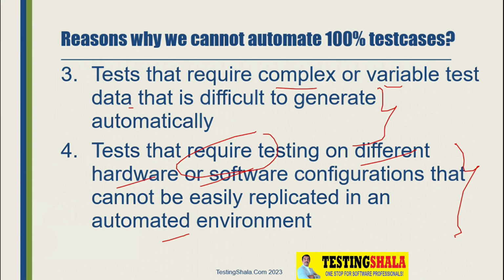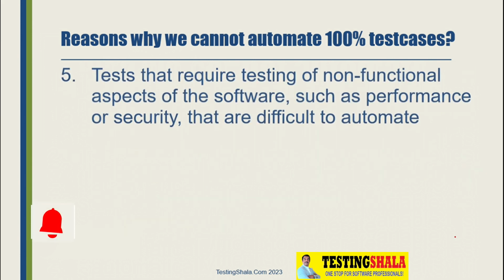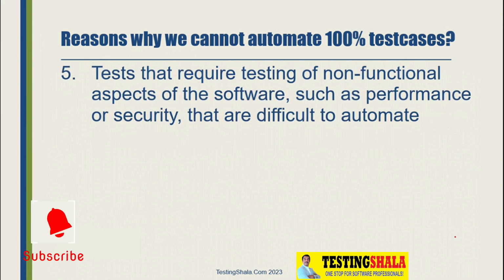And the fifth reason would be that there are certain types of test cases, like non-functional aspects of software such as performance or security, which we cannot bring into this automation because they have their own tools or different ways to test these non-functional features. So because of that, we cannot bring 100% automation in this space as well.